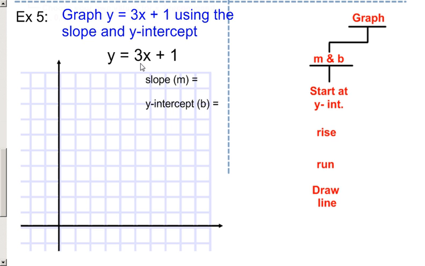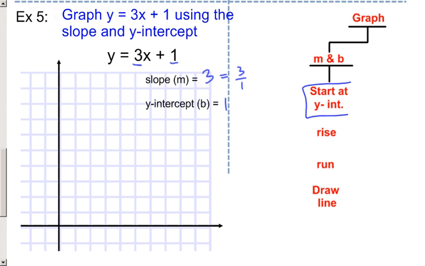We know the slope is going to be the number next to x, so that's 3. Since we want to write this as a fraction, it would be 3 over 1. The rise is 3, a run of 1. And then this last number, the positive version of it, is 1. So that means the y-intercept is 1.